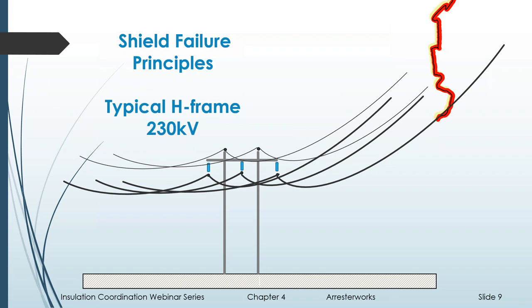Or adding multiple ground wires. Yes, or moving that ground wire. You might move the ground wire out farther to the right or the left to give it a better shield angle, but it may not. It's still going to be much more cost effective, I think, to use arrestors to mitigate it.